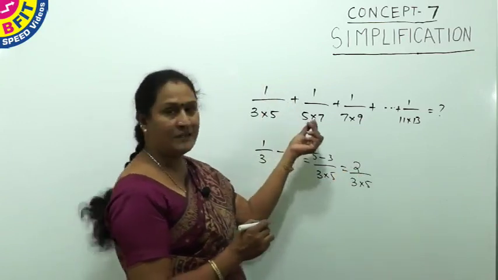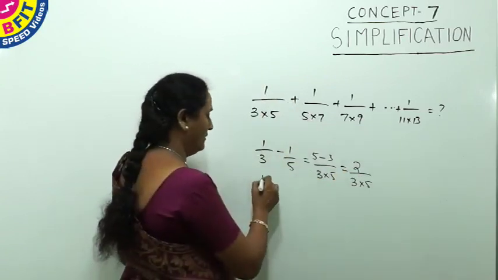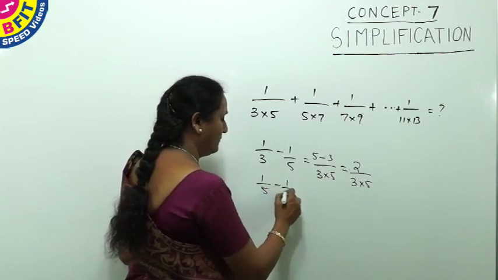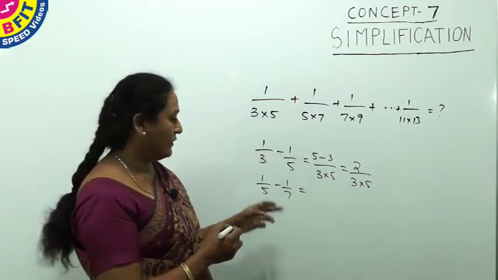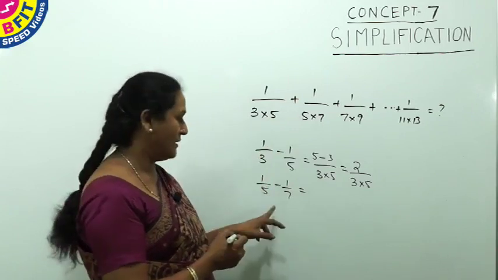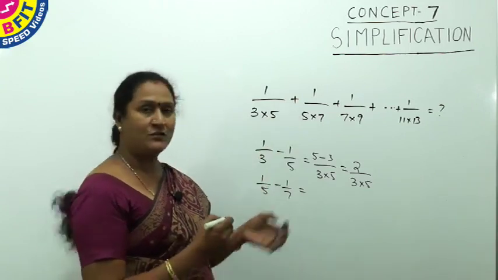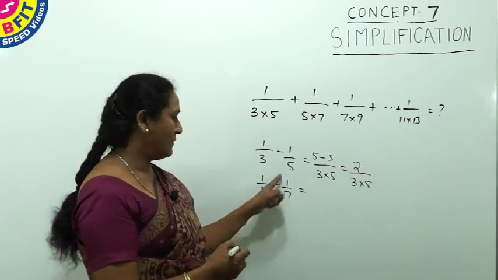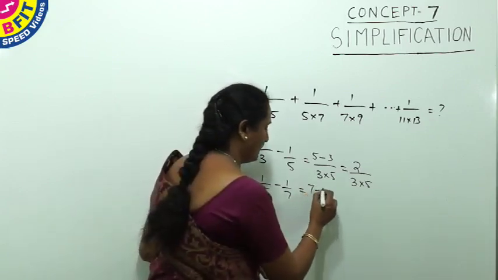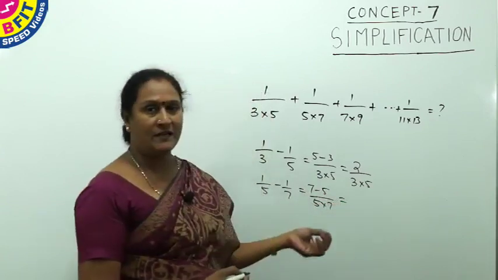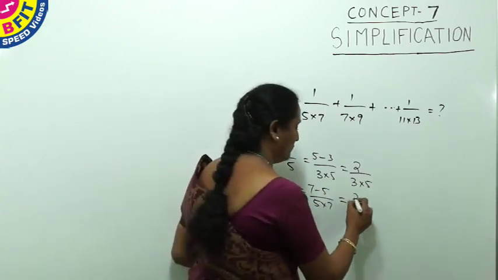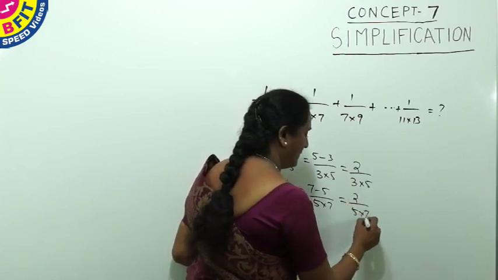So when we split 1 by 5 into 7, we write 1 by 5 minus 1 by 7. Now what will be the difference of these fractions? It is 7 minus 5 by 5 into 7. So the numerator is 7 minus 5, 2 by 5 into 7.